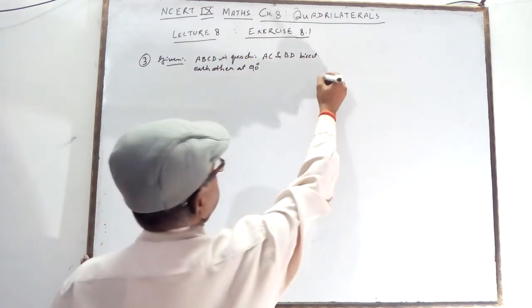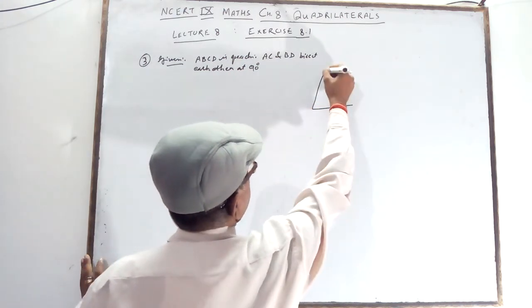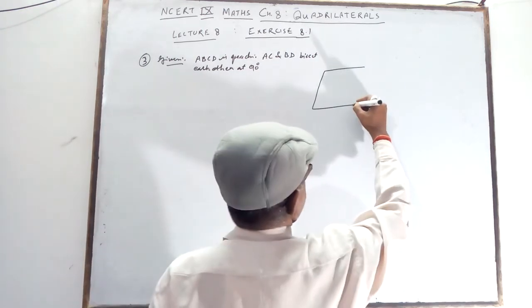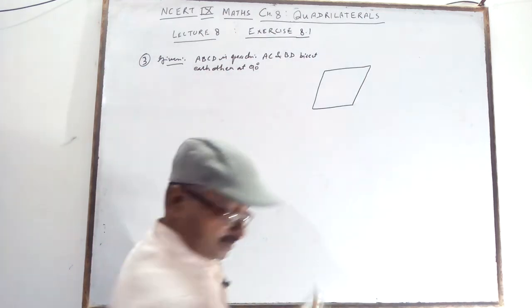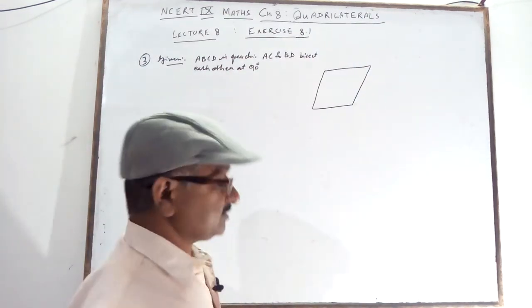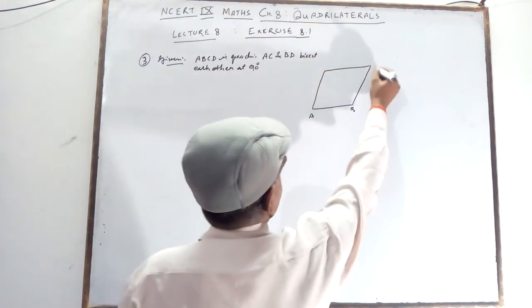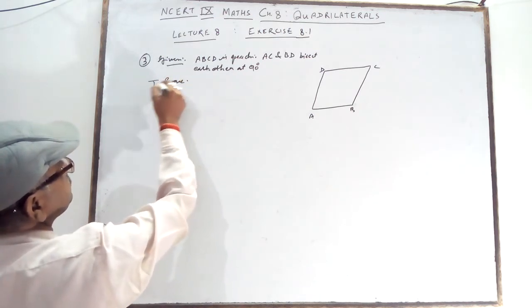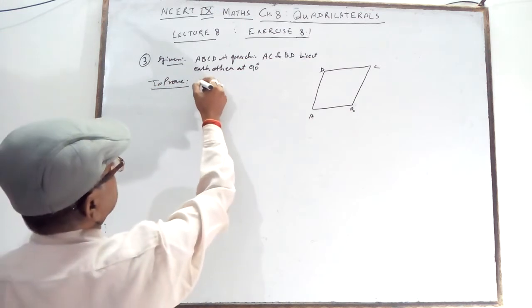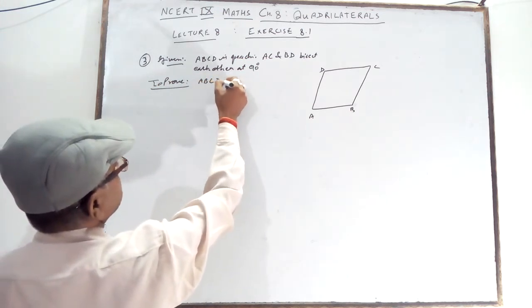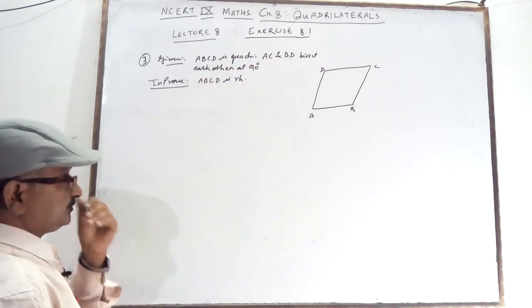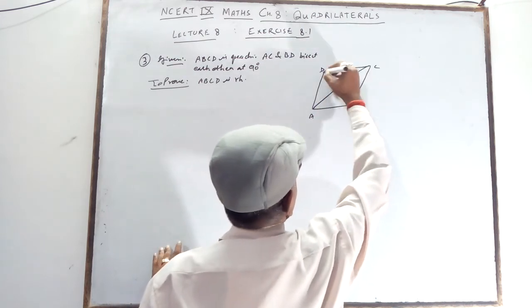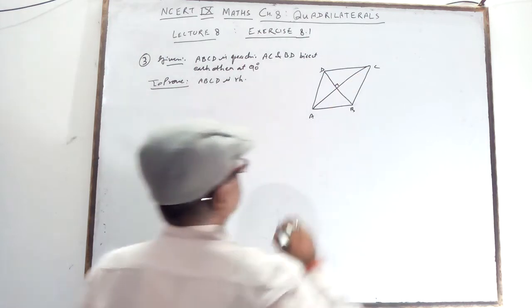You want to prove it is a rhombus, so you draw a figure which is a rhombus, A, B, C and D. To prove, next heading, to prove. What will you write? You want to prove ABCD is a rhombus. The diagonals intersect at 90 degrees. It is given, this is 90 degrees.